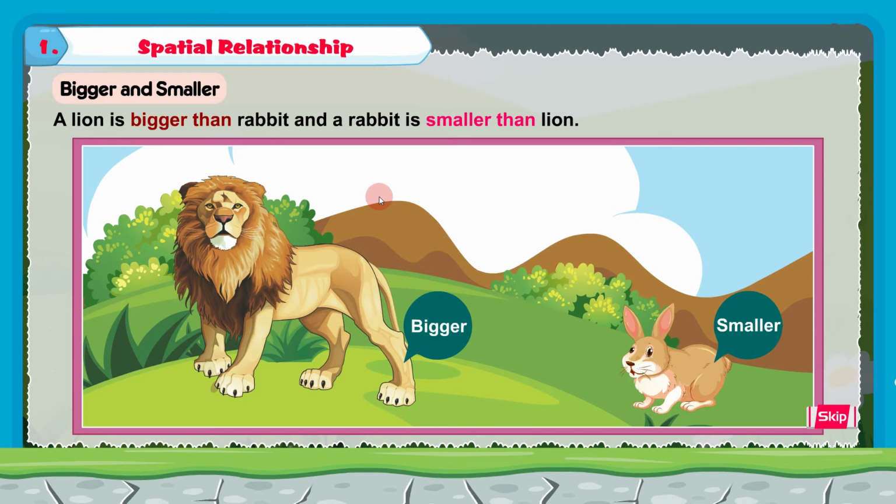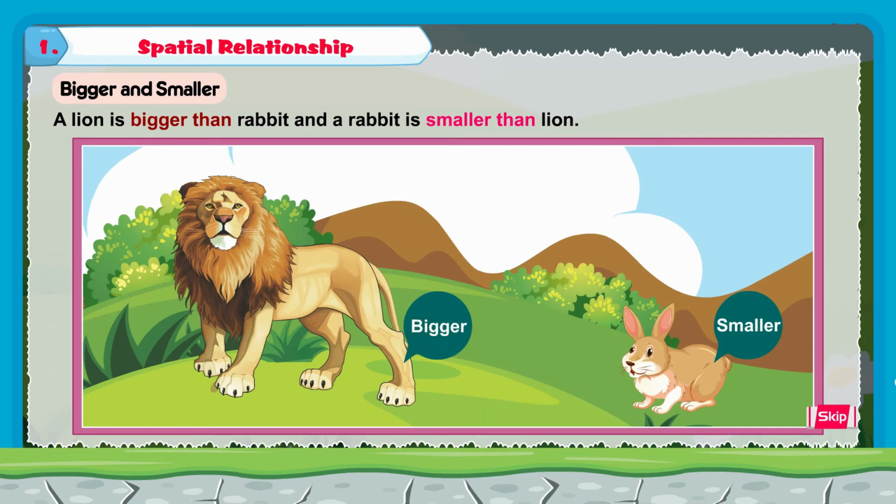Children, now we will do the next topic in our chapter Spatial Relationship, and the topic here is bigger and smaller. Bigger and smaller. In this picture you can see we have here a lion and a rabbit. Lion is very big. If you can observe, in size the lion is big and the rabbit is small. So the lion is bigger, the rabbit is smaller.